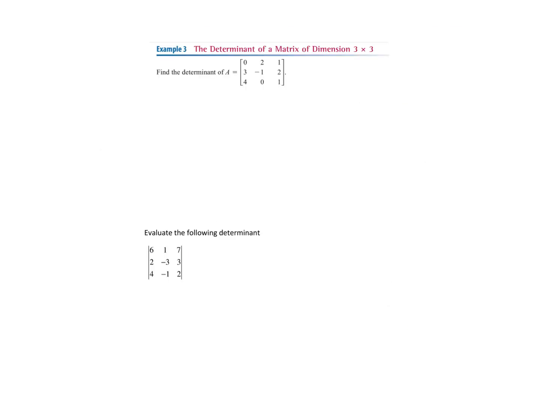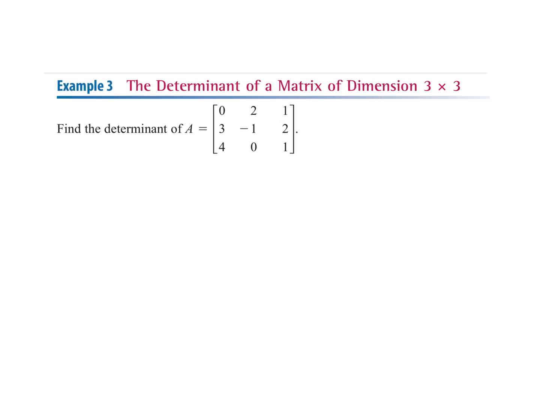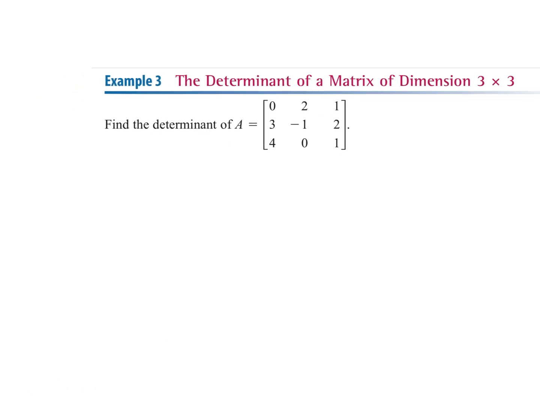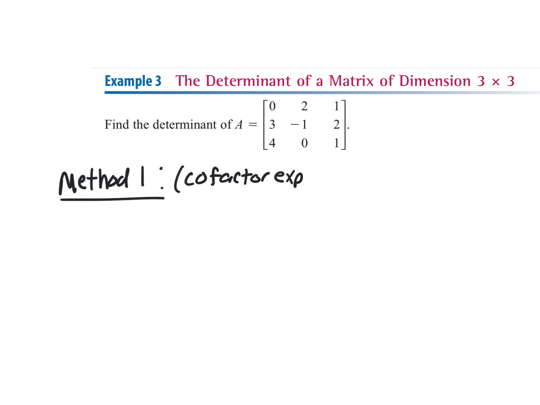All right, 3x3s are a little bit trickier. I'm going to show you two methods of how you can do it. So this first method, so I'm going to say method 1, you might see this written as cofactor expansion. So let's say you're looking it up and you want to do a little bit more research. You might see this one as cofactor expansion.